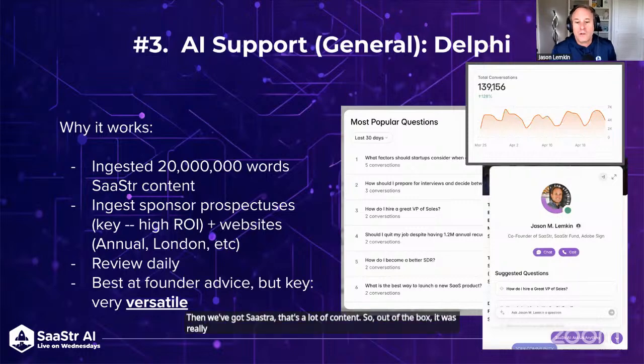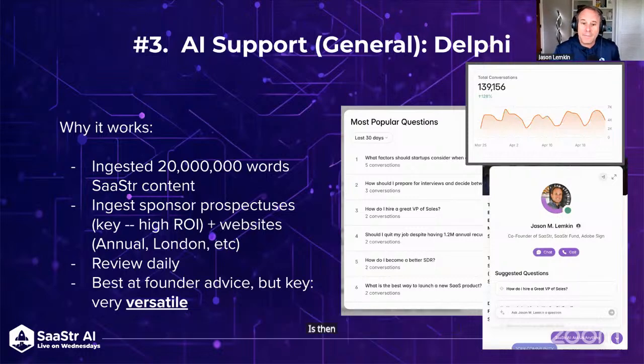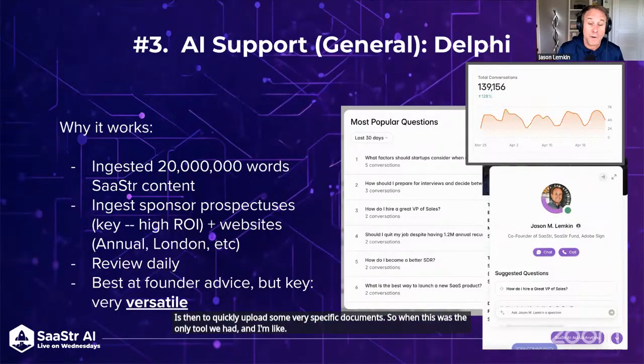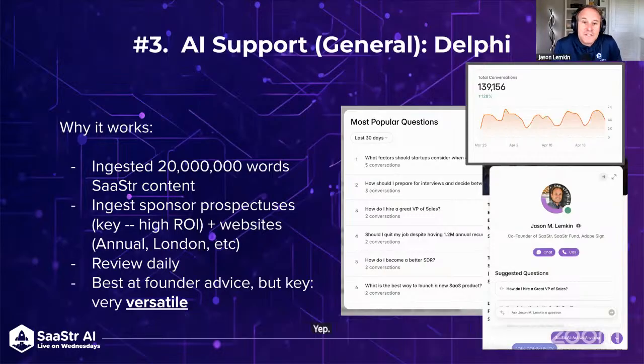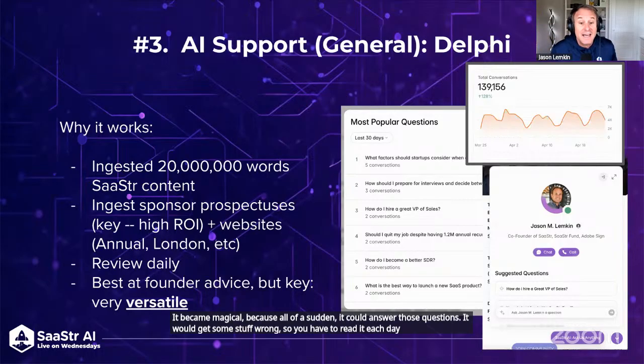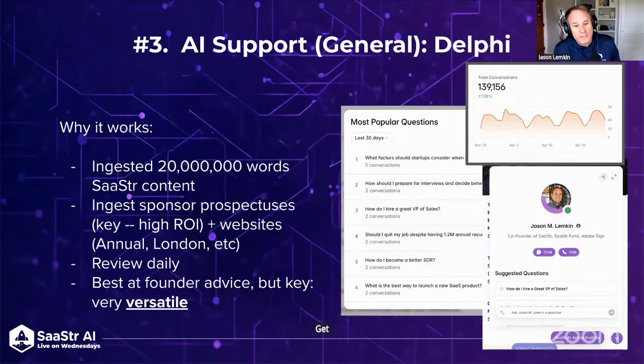The quick thing we learned is to then quickly upload some very specific documents. When this was the only tool we had, I'm like, well, let's upload the sponsor prospectuses for our sponsors. It became magical because all of a sudden it could answer those questions. It would get some stuff wrong, so you have to read it each day, but it would get pretty good. So we'd have to review it daily.